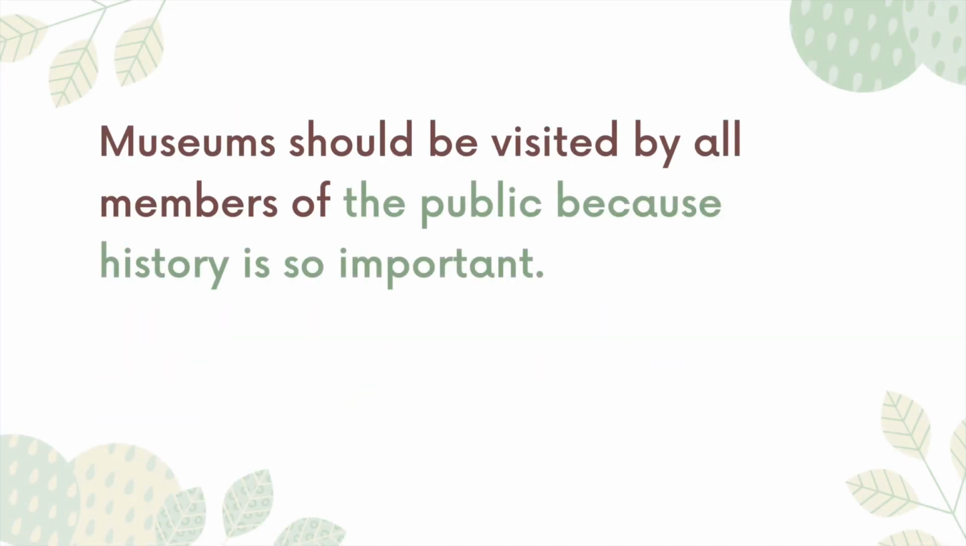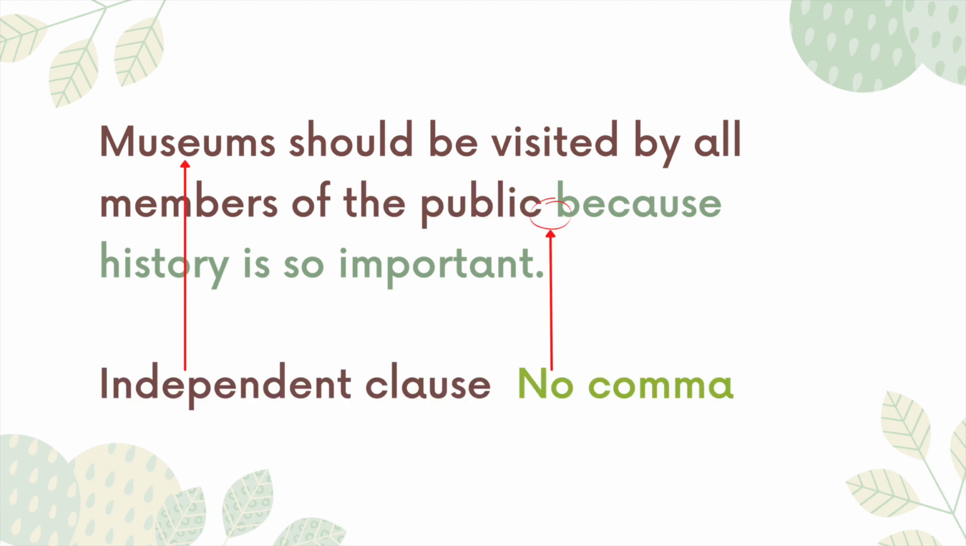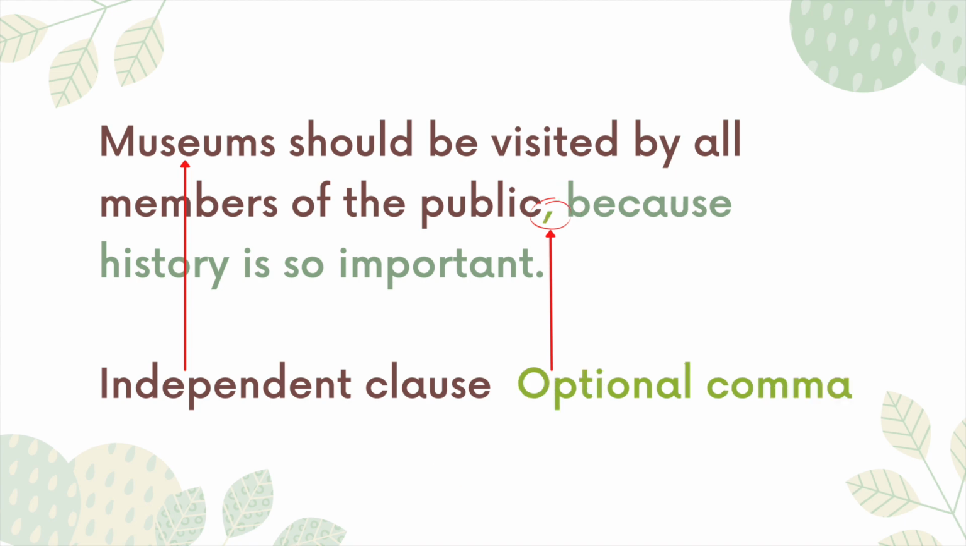If we switch the position of the clauses, the comma may be removed, so that the dependent clause just flows by after the independent clause. You could place a comma after the word public if you wanted to, especially in a long sentence such as this one. It would not be an incorrect choice.